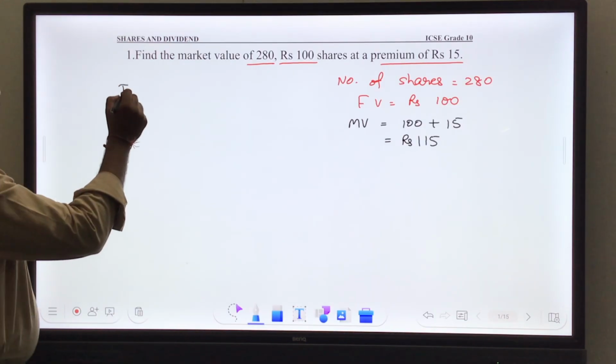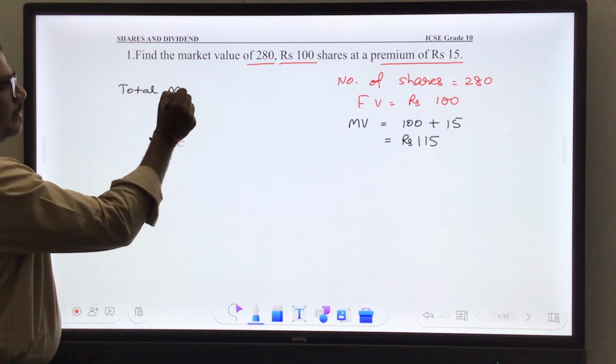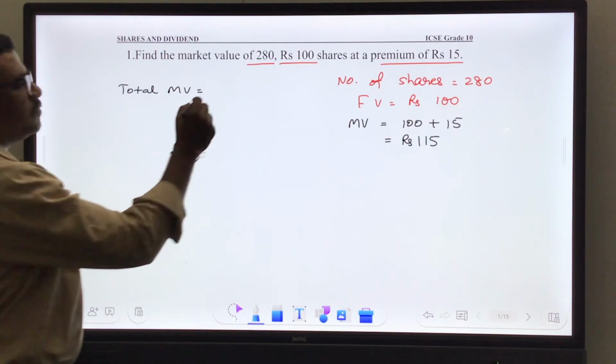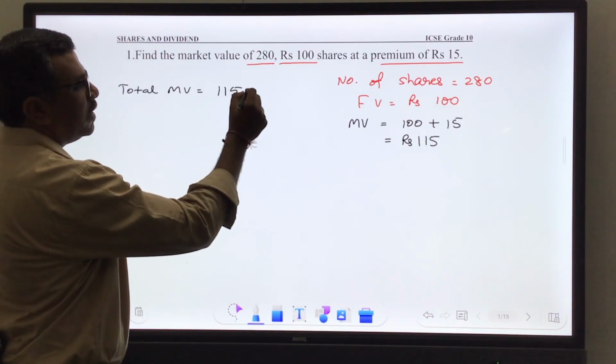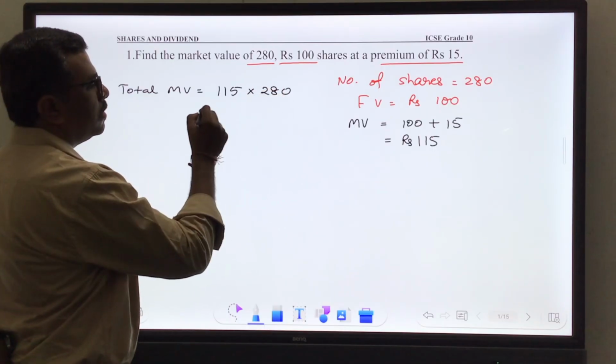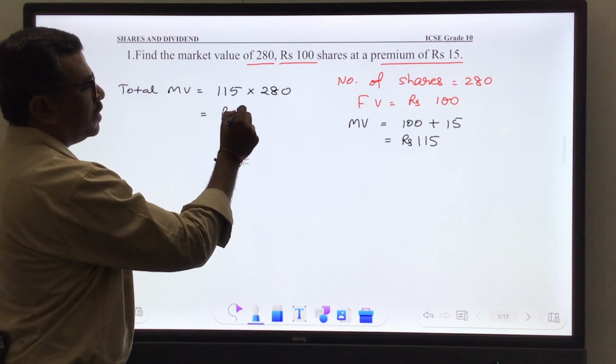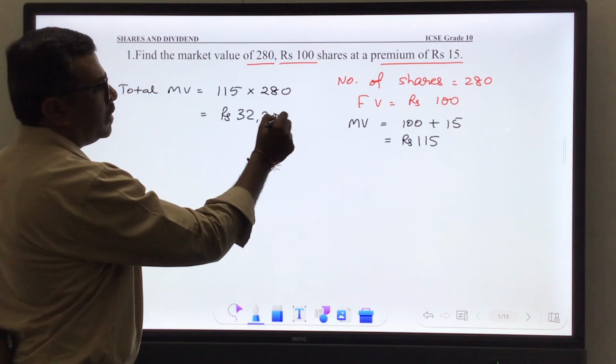So total market value of 280 shares will be 115 times 280, which is rupees 32,200.